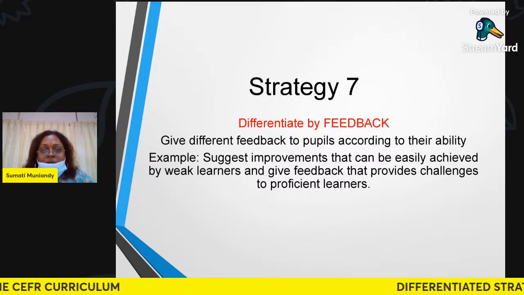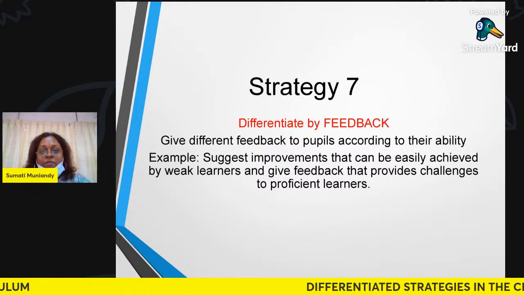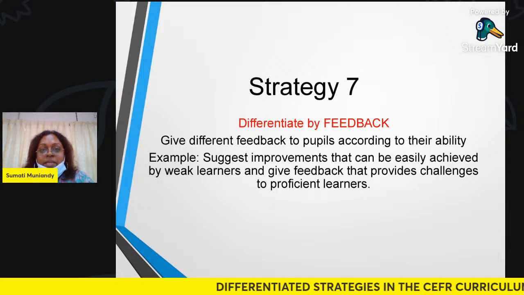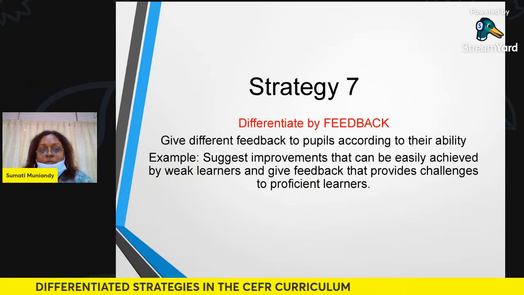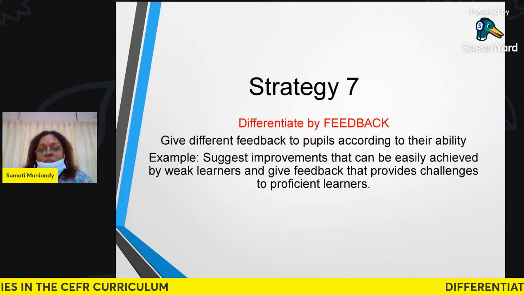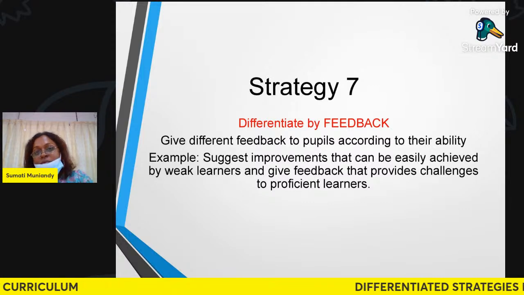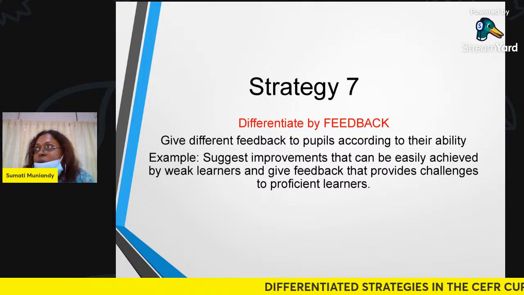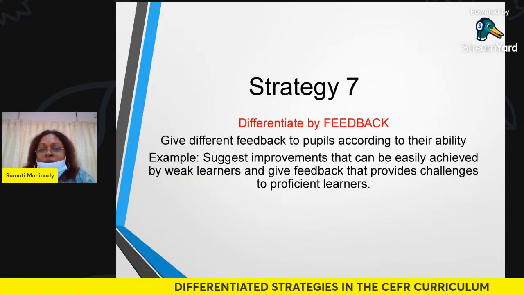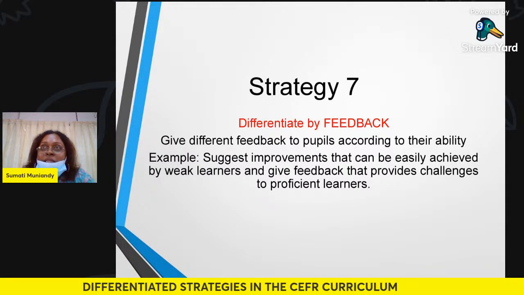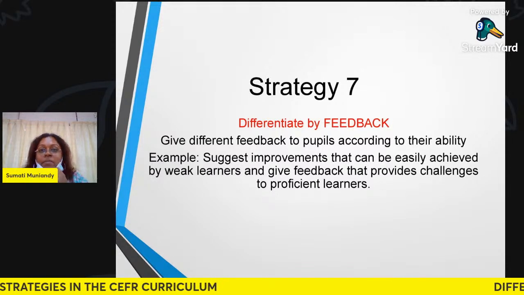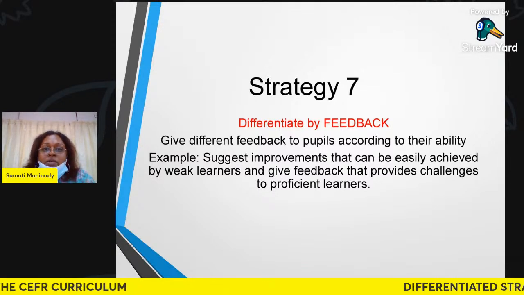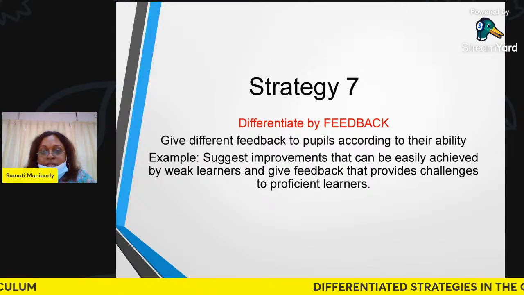Feedback. Give different feedback to people according to their ability. Example, suggest improvement that can be easily achieved by weak learners, and give feedback that provides challenges to proficient learners. Feedback is also part of the formative assessment. Formative assessment is part of the CEFR curriculum. So feedback is very important in the classroom.